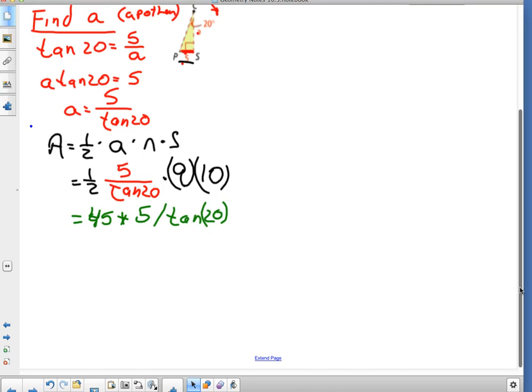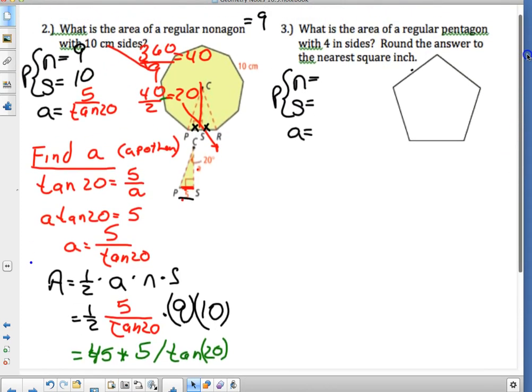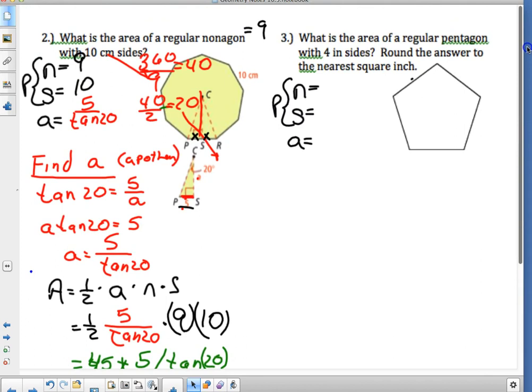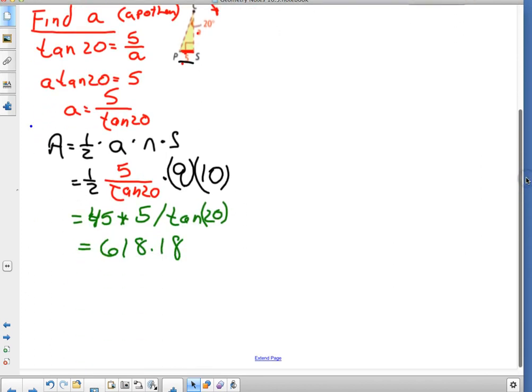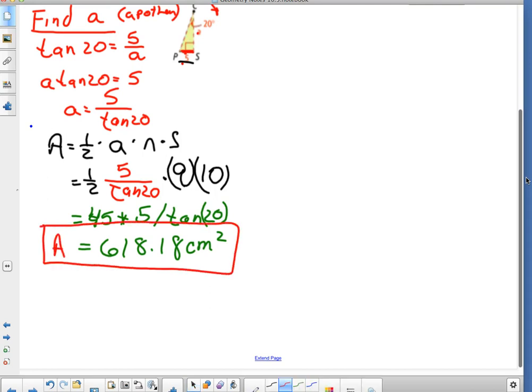Okay, well, I do mine. Now, 618.18 is what we get. And I'm going to check a couple things. First thing, I'm going to check units, and the other thing is see, did the problem have anything for me to round to? No, it didn't, but it's centimeters, so it's centimeters squared. Okay, I've shown my work. I've got my units all taken care of. My answer is right here.